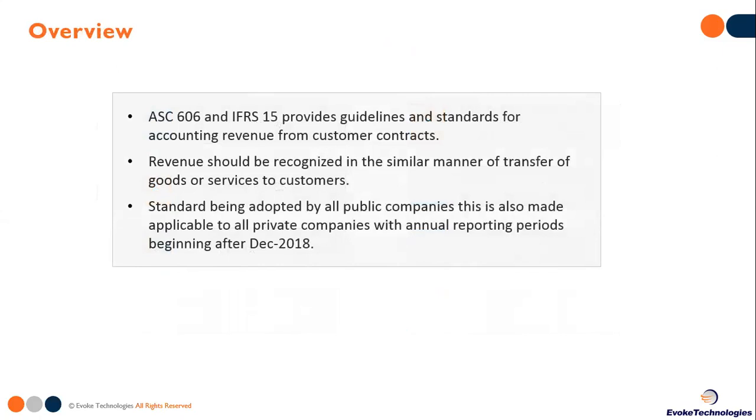Overview. We all understand that IFRS 15 and ASC 606 provide guidelines and standards for accounting revenue from customer contracts. The crux of the standard is that revenue should be recognized in a manner similar to the transfer of goods or services to the customers. This standard, already adopted by public companies, is now being extended to private companies, and they need to comply with the standard for reporting periods beginning after December 2018. Let us move to the next slide.